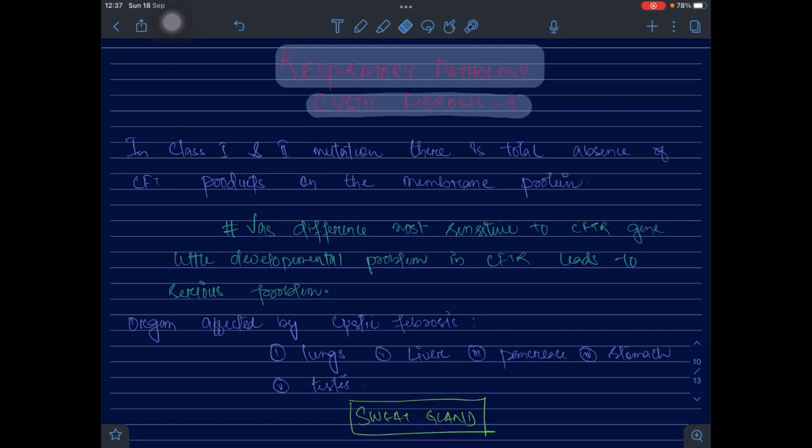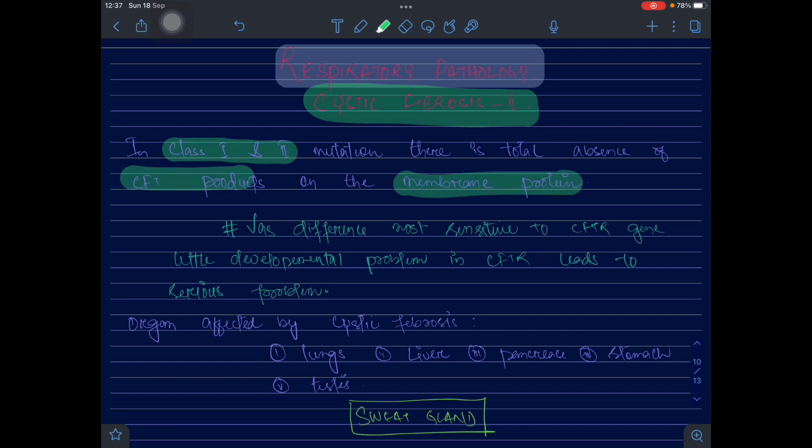Today we will be continuing our lecture from the last topic, that is cystic fibrosis. Today we will be looking into the second part of cystic fibrosis. In the previous video we learned about the different types of mutation, from class 1 to class 5. Among them, class 1 and class 2 mutations are the most severe types, because in class 1 and class 2 mutations, there will be a total absence of CFTR product in the membrane protein.